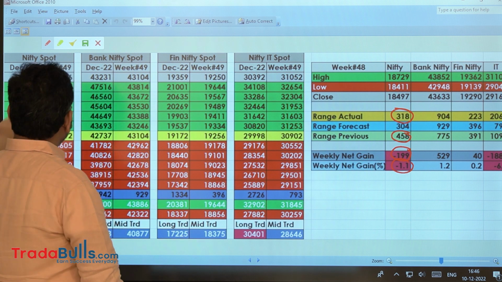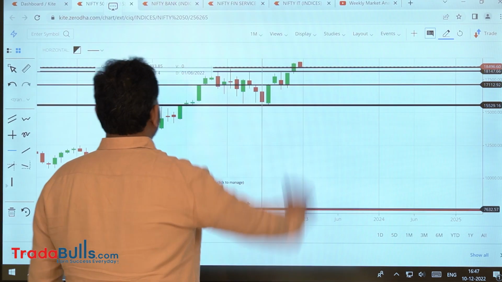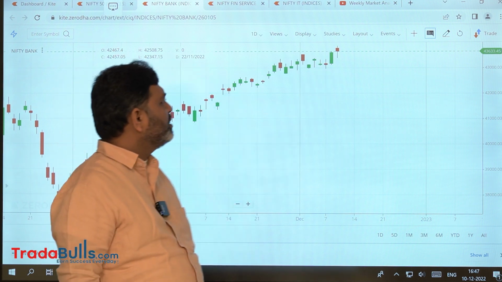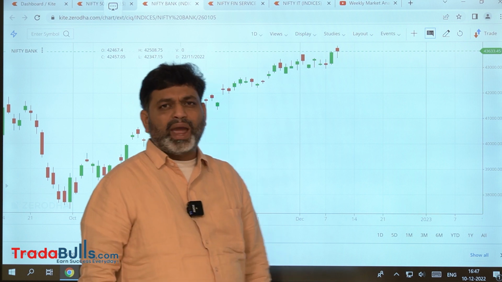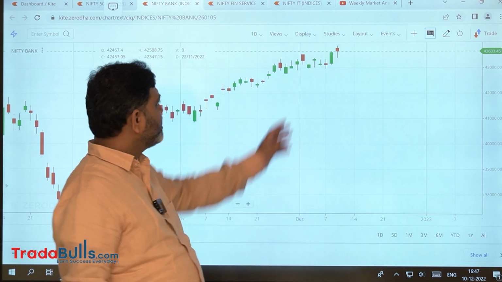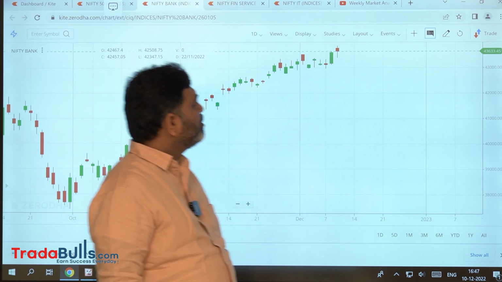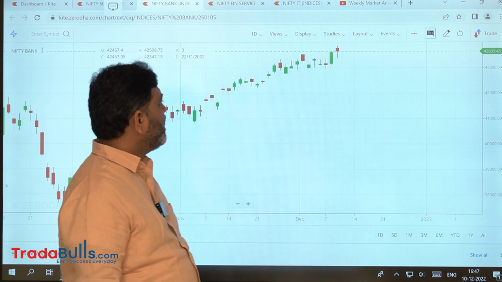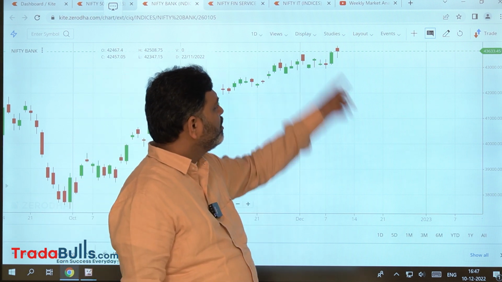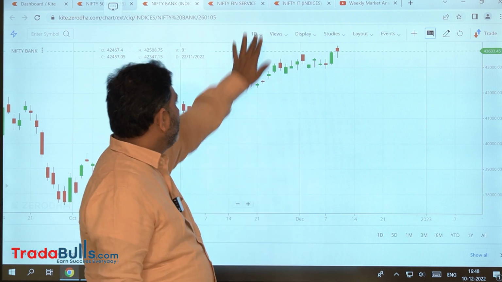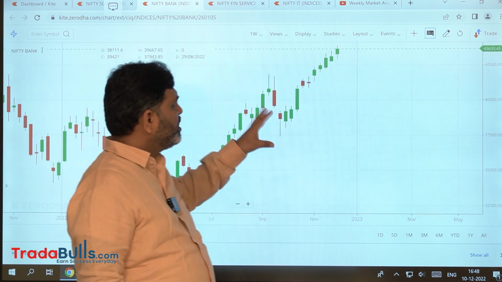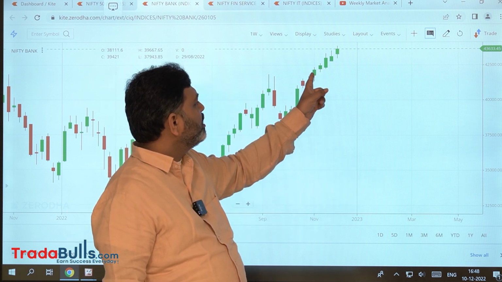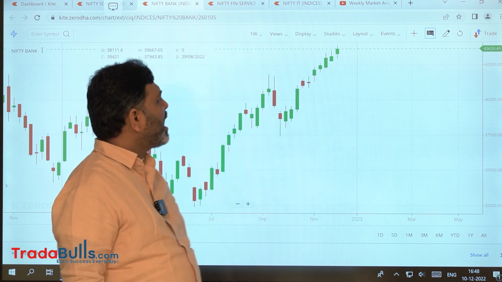Coming to Bank Nifty, the Bank Nifty daily chart is showing one hanging man. It is a bearish pattern. In terms of candlestick patterns, a hanging man almost always forms at the end of an uptrend. So we may expect some downward momentum even in Bank Nifty on the daily chart. The weekly chart closed very strongly, and for the last 5 weeks it has been continuously going upside only, forming higher highs and higher lows.